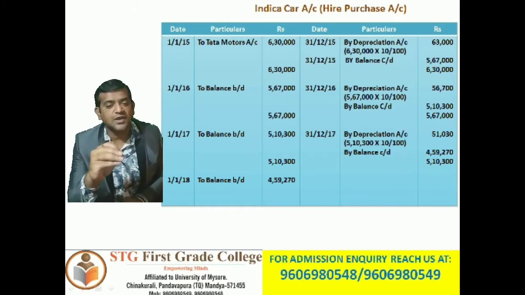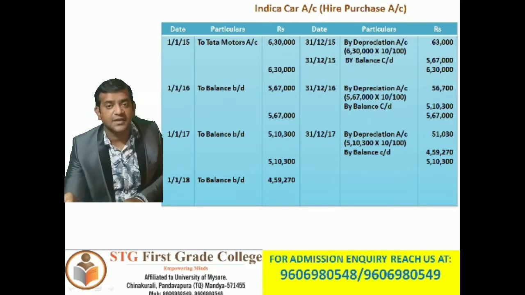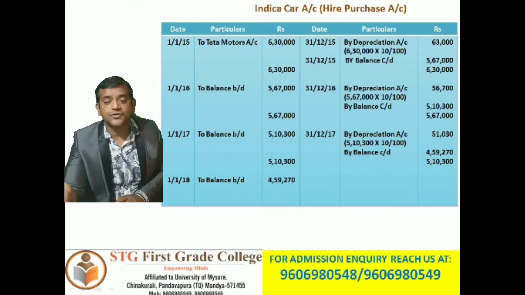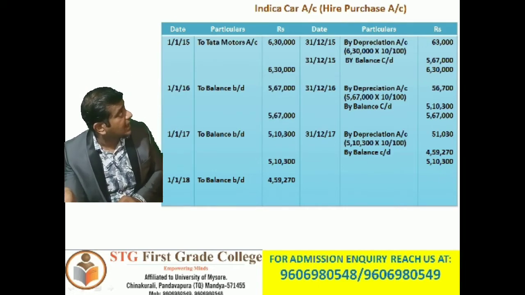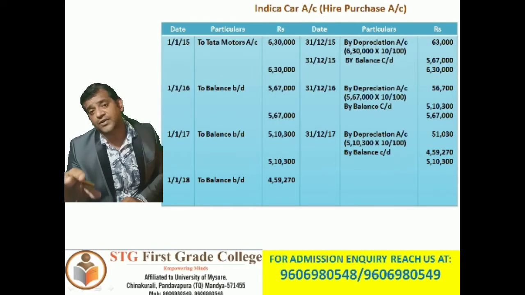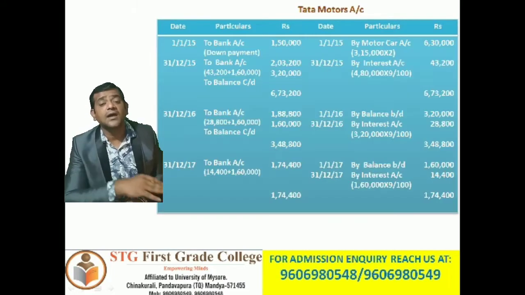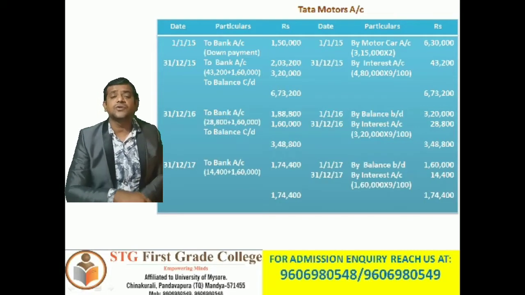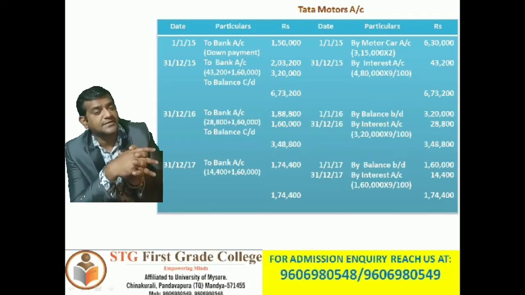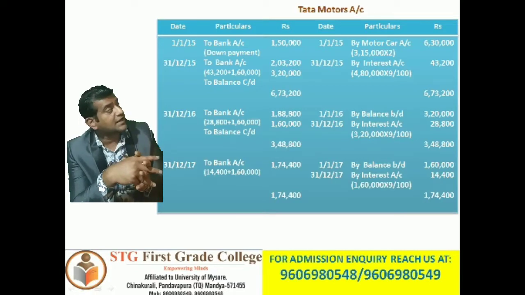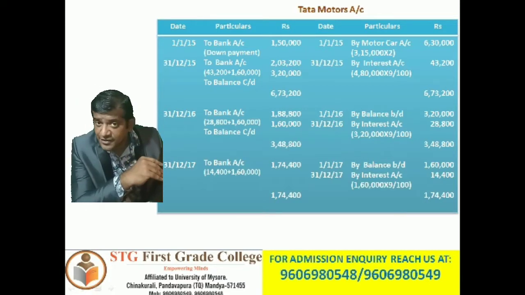So on 1/1/2018, to balance brought down 4,59,270 rupees. Clear? So now you got the balance figure for the 4th year. Now let us move further towards the next account, that is Tata Motors account. Clear? So this Tata Motors account, we always start from which side? Yes, credit side. So we always start from the credit side.